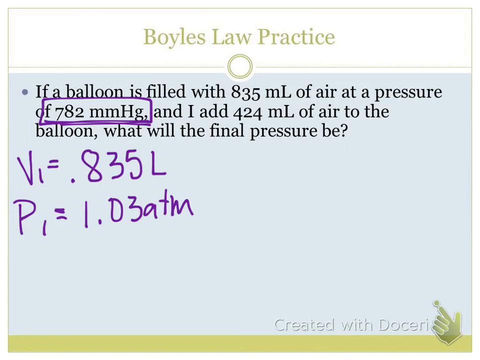So then for our final volume, is my final volume just 424? No. What's happening if I put air into a balloon? What happens to the volume of the balloon? It's going up, right? So that means I would take 0.835 plus 0.424 to get my final volume.